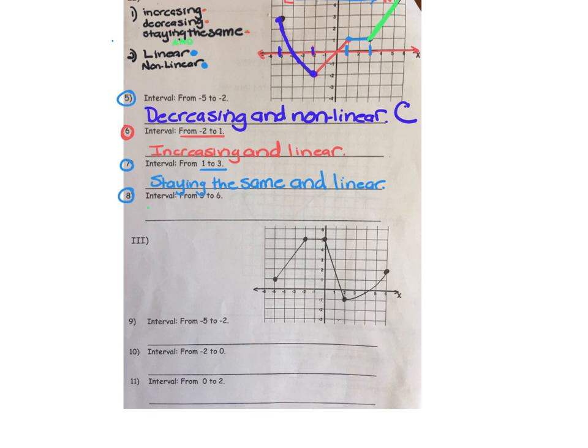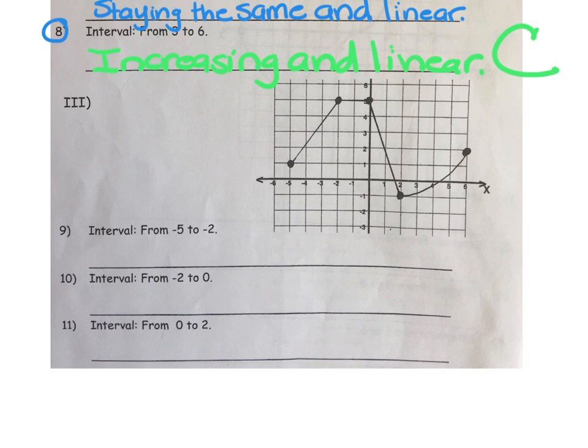For number 8, you should have gotten, for the green section of the function, increasing and linear. Give yourself a C if that's correct. For number 9, we're looking at this portion of the function. You should have gotten increasing and linear. Give yourself a C.